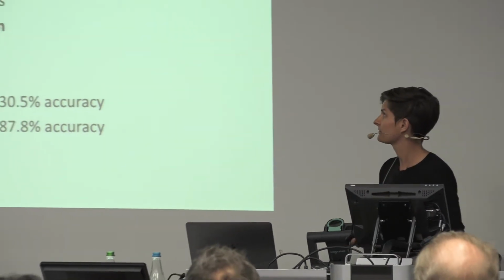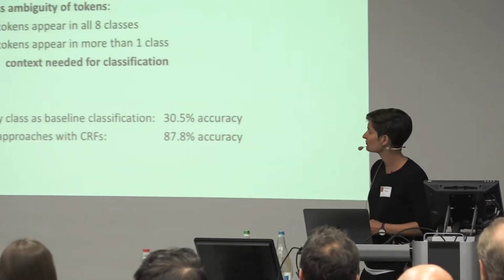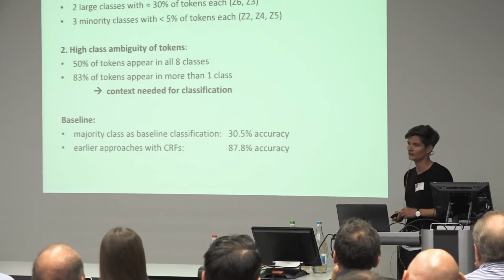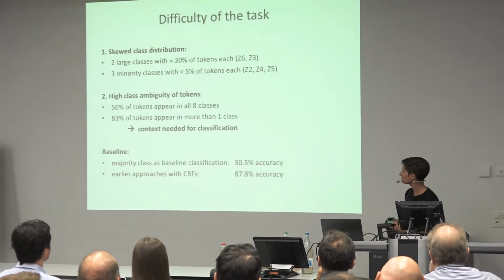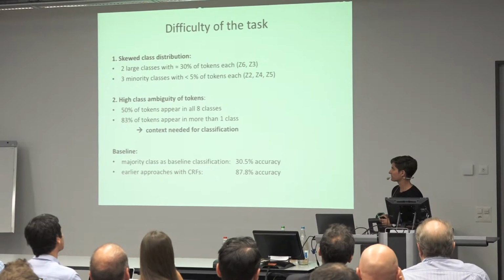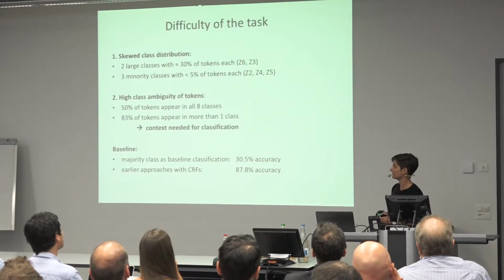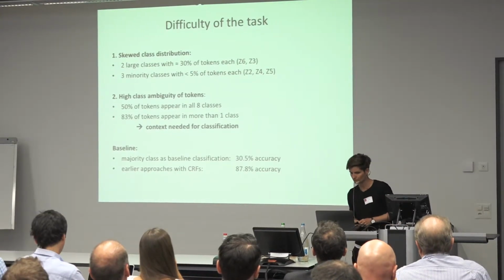One difficulty is that we have quite a skewed class distribution. The two largest classes have 30% of the tokens each. This is just the job description and the administration. On the other hand, we have three minority classes with less than 5% of the tokens each.